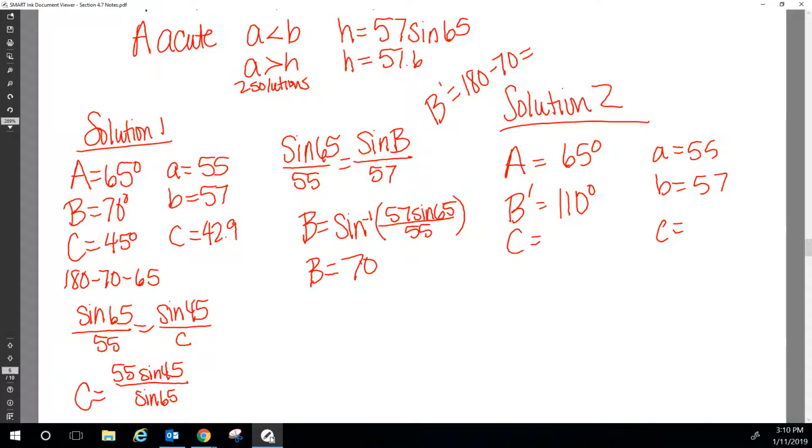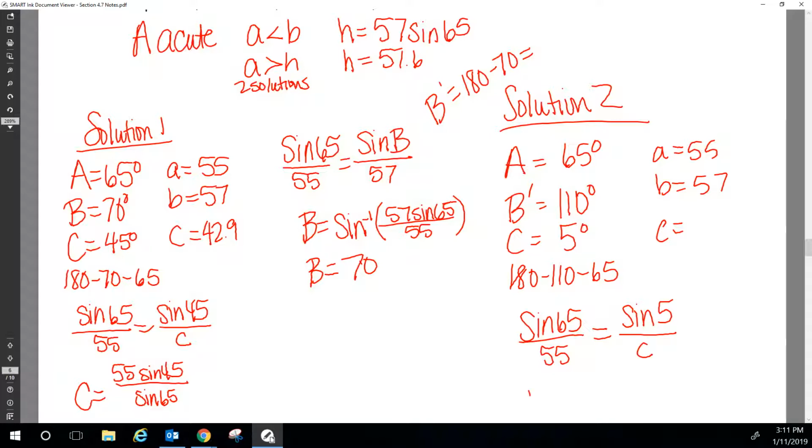Once I know those 2 angles, I can find big C because it's 180 minus 110 minus 65. And so look, our big C is 5 degrees for this triangle. And we can use law of sines to get the little c. So sine 65 divided by 55 is equal to sine 5 divided by little c. So little c is 55 sine 5 divided by sine 65. I'm plugging that into the calculator, you get 5.3. And that's it for this you try.